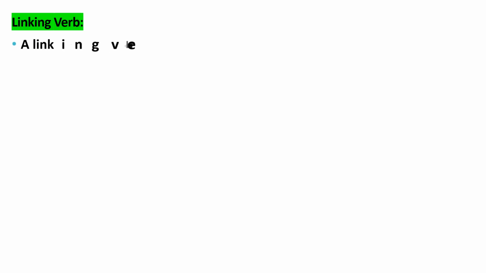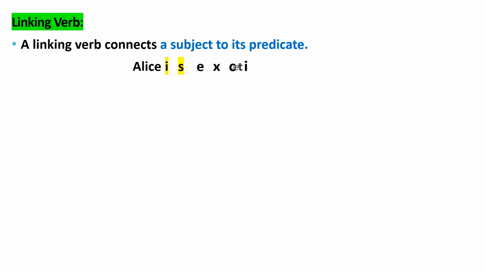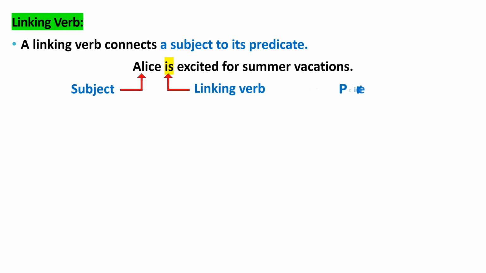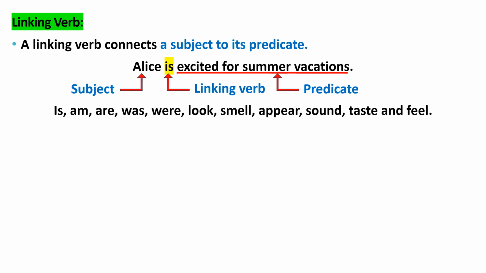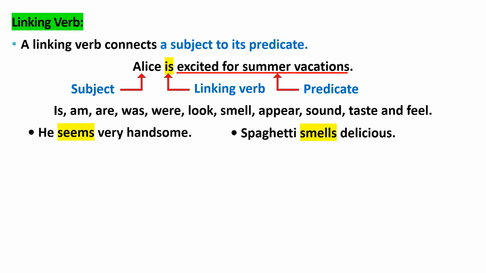Linking verb. A linking verb connects a subject to its predicate. Unlike action verbs, linking verbs don't describe what people do. Instead, the definition of a linking verb describes how something is. For example, Alice is excited for summer vacations. In this sentence, the linking verb is links the subject Alice with predicate. Is, am, are, was, were, look, smell, appear, sound, taste, and feel are some common linking verbs. Now observe the following sentences. He seems very handsome. Spaghetti smells delicious. John is a computer operator.